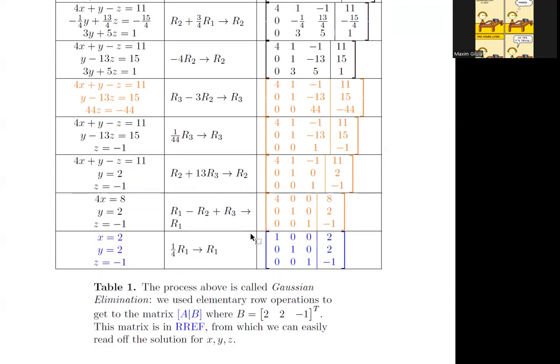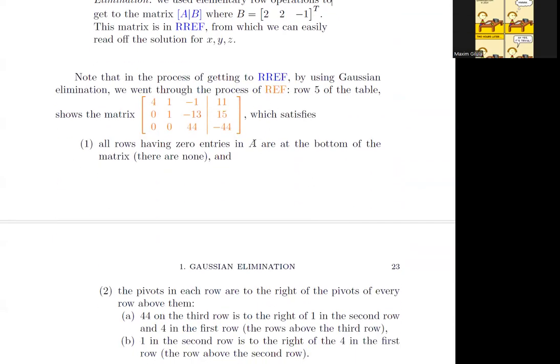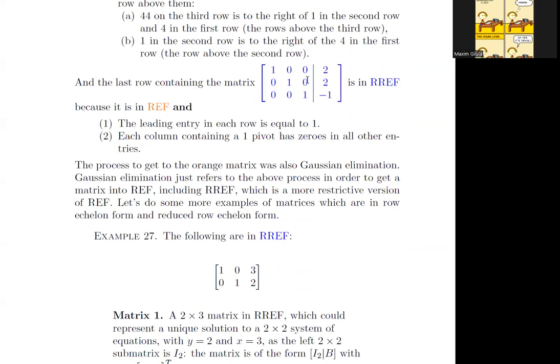So this is an example of Gaussian elimination. And we used elementary row operations to get to the matrix AB, where B was the column 2, 2, minus 1. So here I wrote the row transpose, which is the same as the column, because I don't want a big space in the middle of my line to go up and down. So it's easier sometimes to write the row transpose. So this orange one was REF, and we went over how it was REF. You could read this in the notes to remind yourself why. And this matrix was RREF because of the pivots being 1 and because each of the columns had 0.